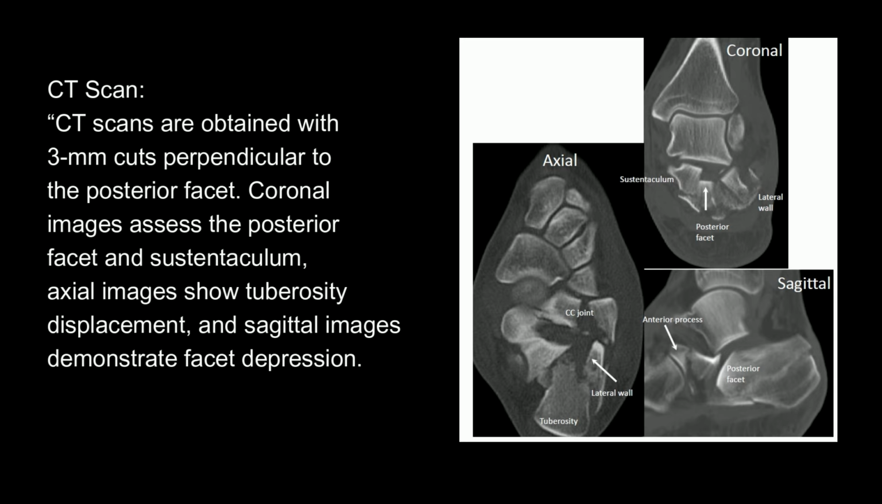CT scan. CT scans are obtained with 3 mm cuts perpendicular to the posterior facet. Coronal images assess the posterior facet and sustentaculum. Axial images show tuberosity displacement, and sagittal images demonstrate facet depression.